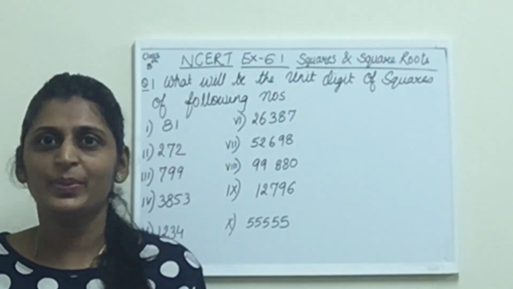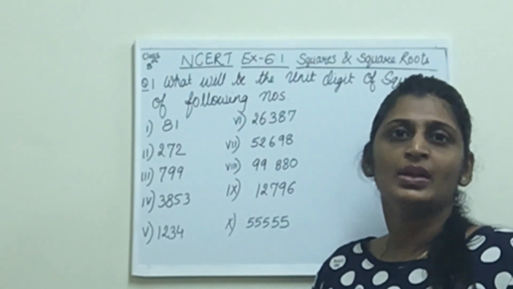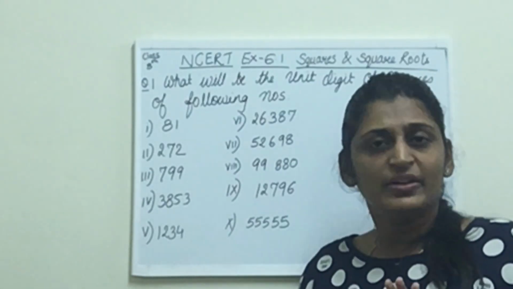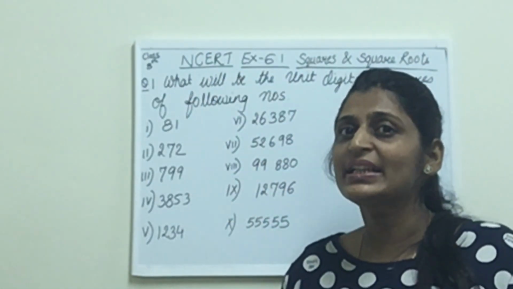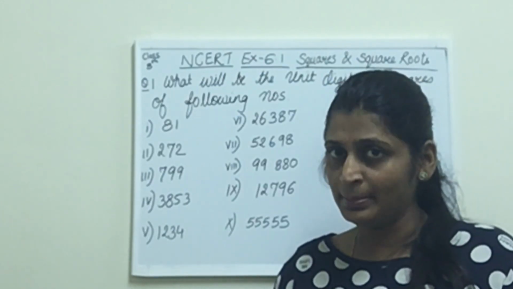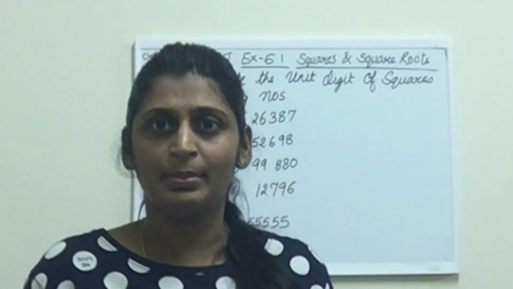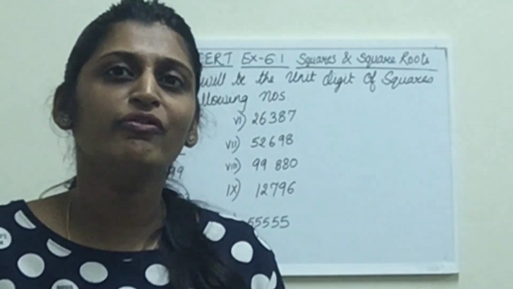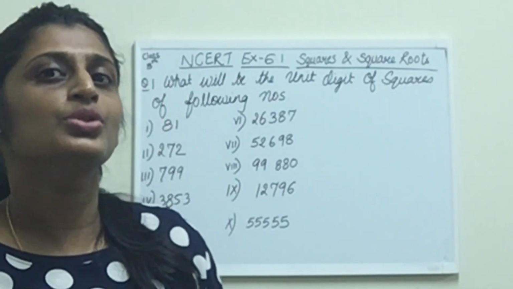Hello everyone, today we'll start with exercise 6.1 NCERT squares and square roots. The first three questions of this exercise are completely on properties of square numbers which we have learned in our previous video. Therefore, I want you all to first recap or review all the properties of square numbers, after which this exercise itself will become very easy. These first three questions will become very easy for you to go through.